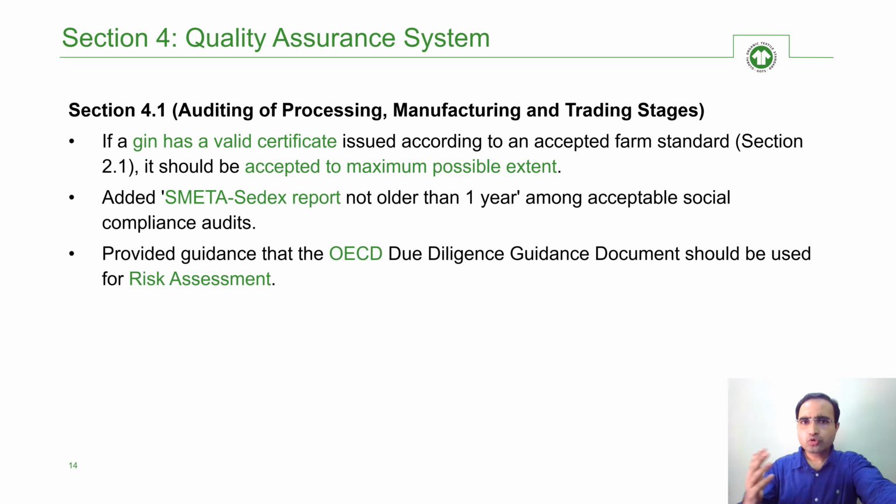In Section 4, Quality Assurance, it has now been added that if a gin is certified to a farm standard such as NOP, the GOTS audit shall focus on the aspects not covered in that standard. SMETA Sedex audit is among the acceptable social audits. A recommendation to use the OECD due diligence guidance document for risk assessment has also been added.